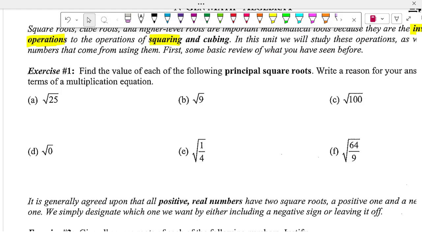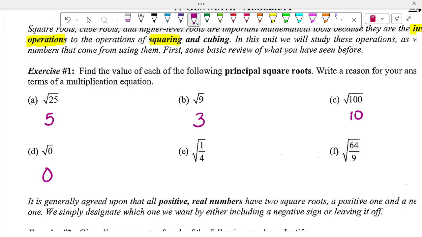So, these are all perfect squares. What do I mean by a perfect square? The square root is a nice whole number. All right? So, you guys should know these. What's the square root of 25? 5. Square root of 9? 3. Why would the square root of 9 be 9? Square root of 100? 10. Square root of 0?